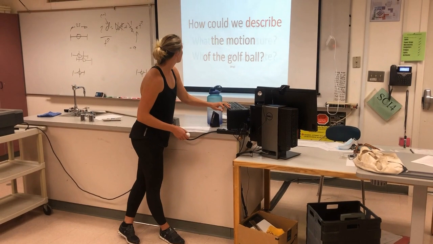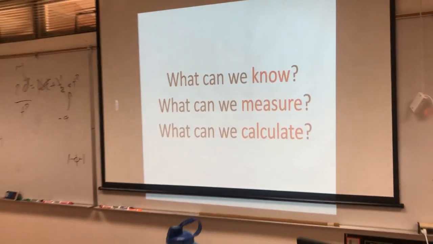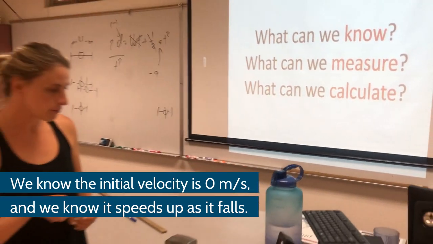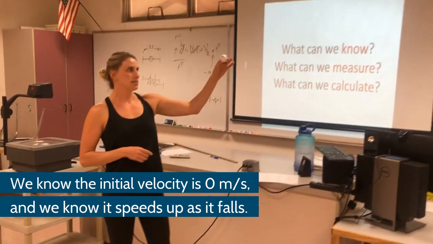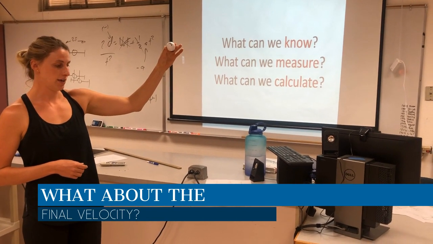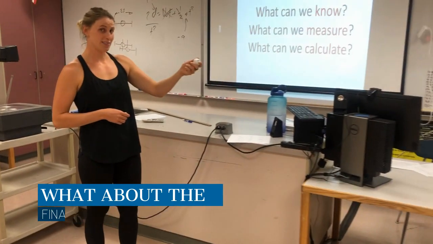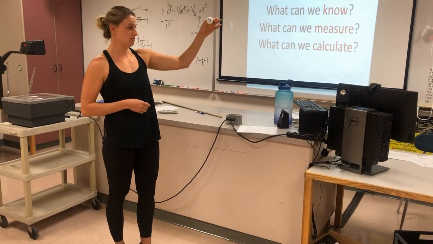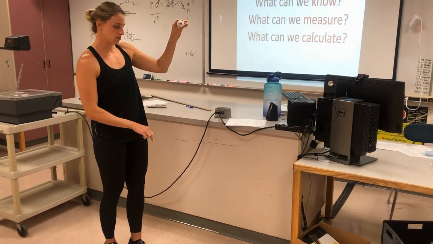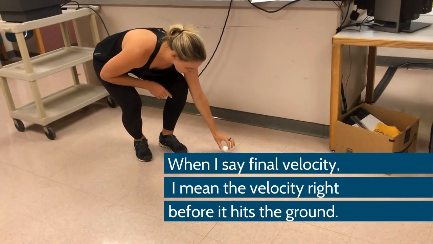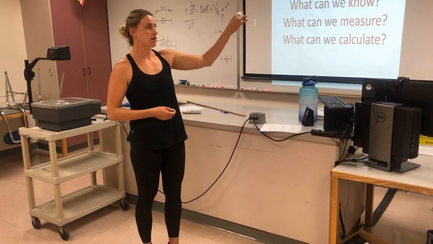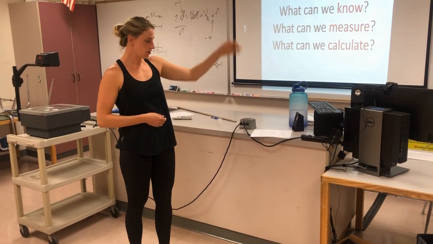Let's go ahead to this next slide. So what can we know? Well, we know that as we drop the golf ball, it's speeding up on the way down. And we also know that the velocity at the top is 0. What about the velocity final at the very end, at the bottom? You guys might think it's 0 because it hits the ground and it stops, right? But I don't want to know the velocity right as it hits the ground. I actually want to know the velocity right before it hits the ground, right here. We don't know that right now. All that we know is the initial velocity is 0, and we know that it speeds up as it goes down.